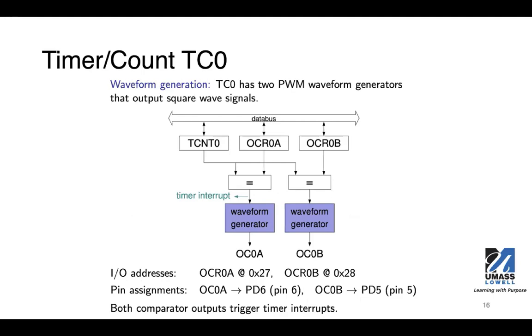Okay, the next thing we can do with this timer is to generate PWM waveforms. And for this particular timer zero, we use OC0A and OC0B, those two outputs. And that's connected to pin 6 and pin 5 of the chip. And then this is how you actually access these registers at different addresses internally, if you want to do that.